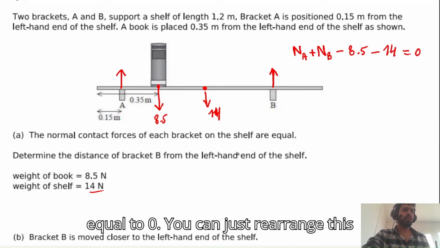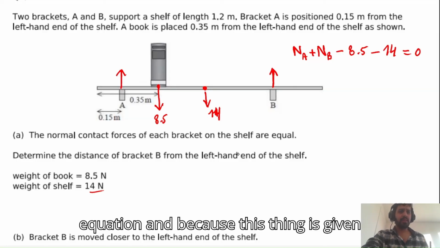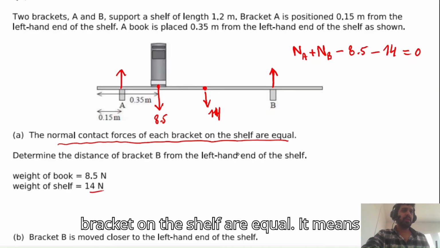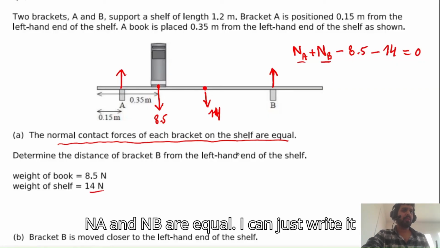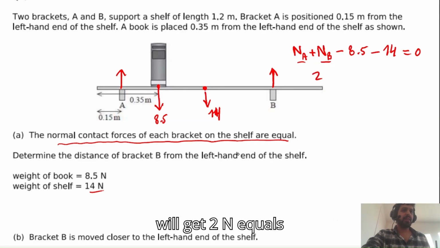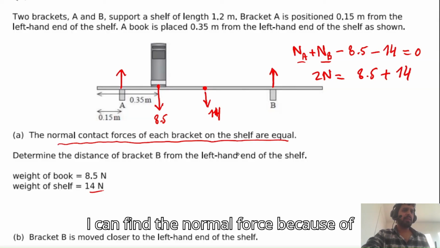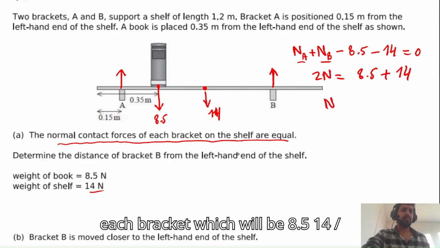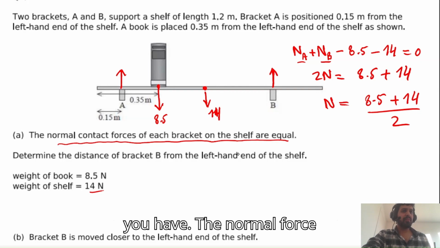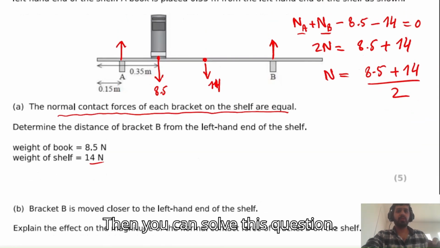You can just rearrange this equation, and because it is given that the normal forces acting on each bracket on the shelf are equal, it means NA and NB are equal. I can just write it as N, and then I can add these two N's. I will get 2N equals 8.5 plus 14, and then I can find the normal force because of each bracket, which will be 8.5 plus 14 divided by 2. So once you have the normal force, then you can solve this question.